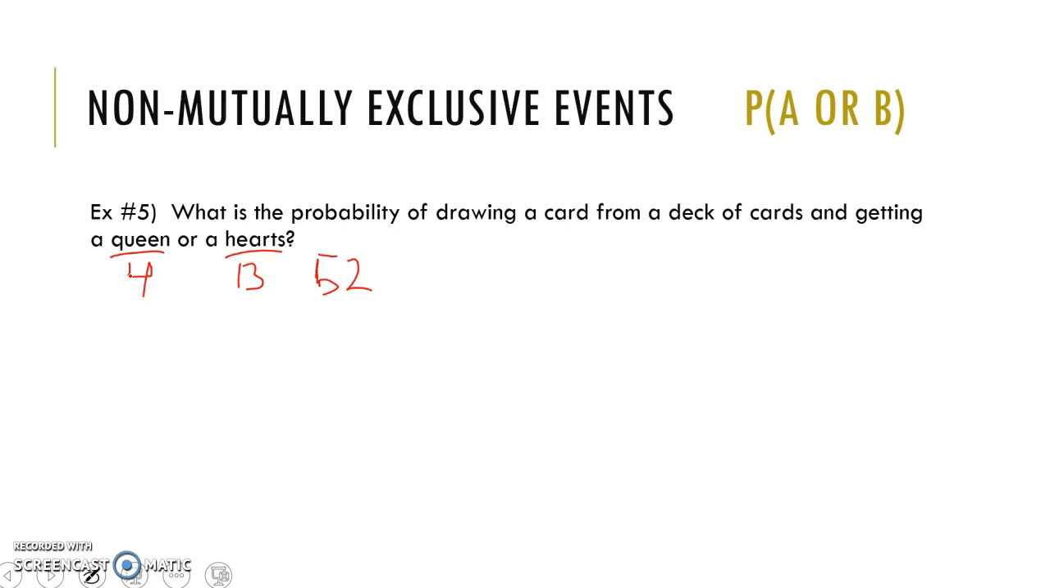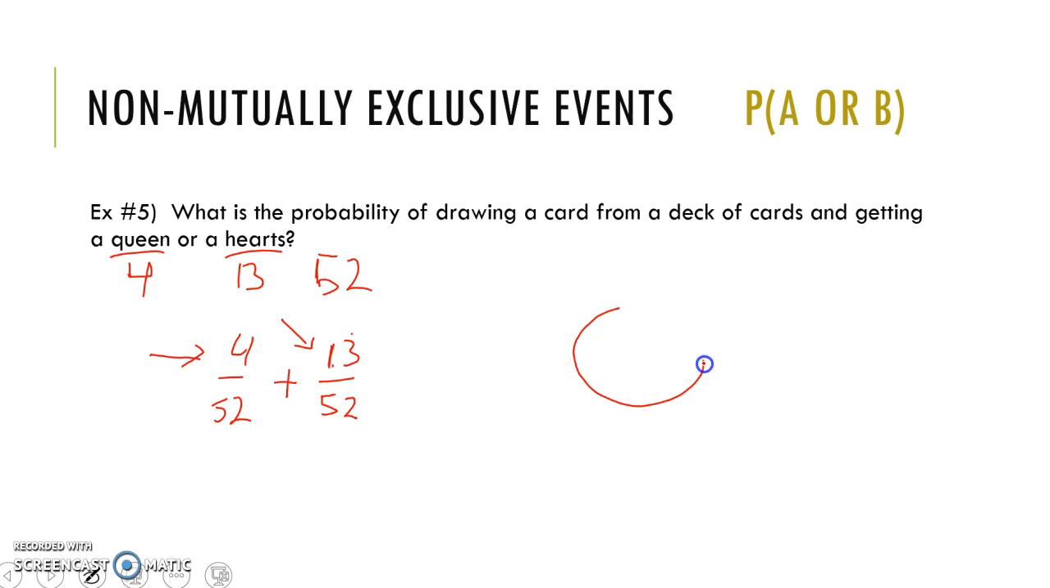We could say the probability of drawing a queen is 4 out of 52. And the probability of drawing a heart is 13 out of 52. And if we added those together, that would be 17 out of 52. The problem with that is that one of those cards has showed up twice. There's the Queen of Hearts. The Queen of Hearts is in this probability, but it's also in this probability.